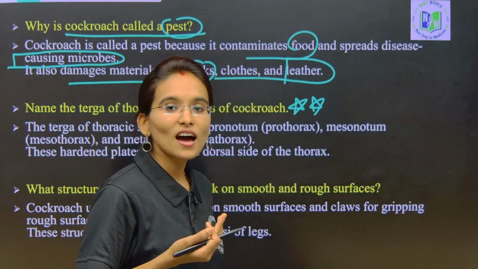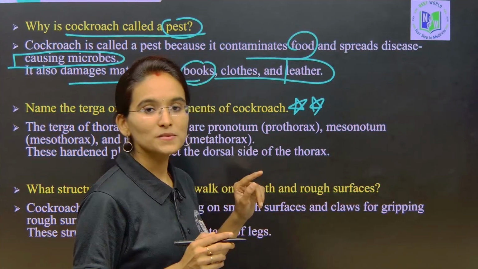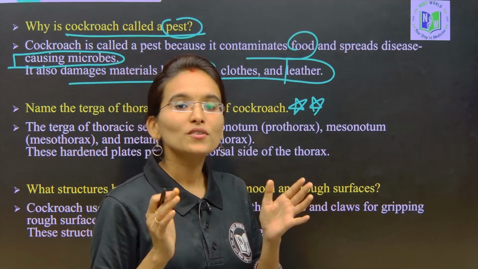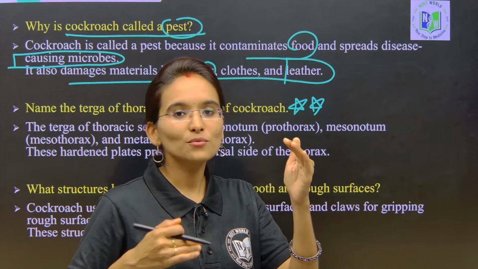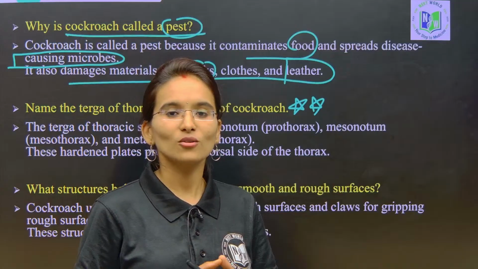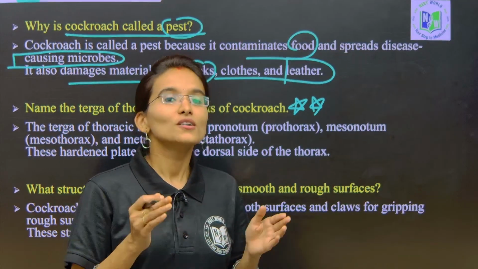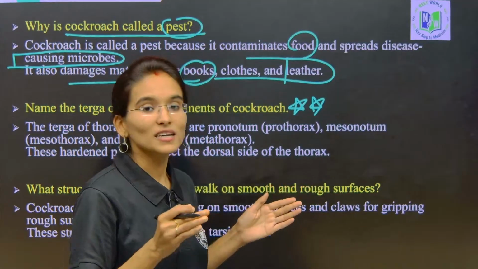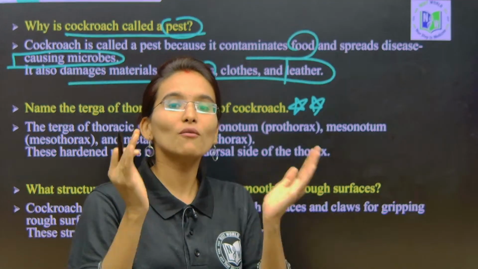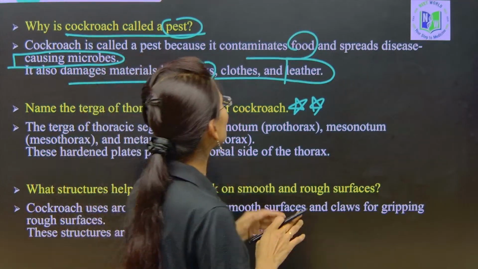Whenever we have seen the exoskeleton in the cockroach, there we have observed plates, right? We have seen the dorsal plates, ventral plates and the side plates of Periplaneta americana. Usually where are these plates present, my dear students? Each and every segment is covered by the chitinous plates. Now look into the question.